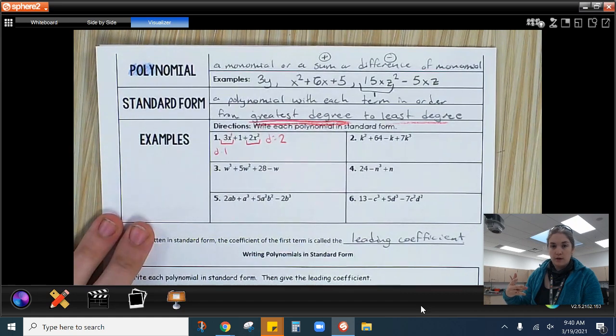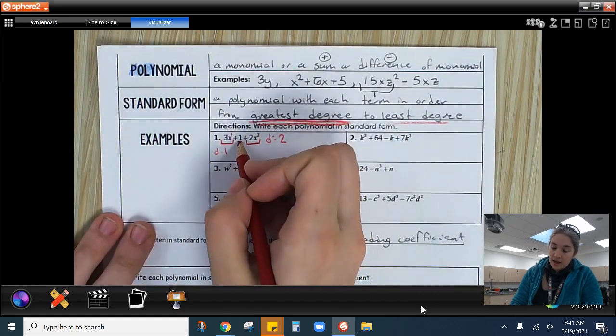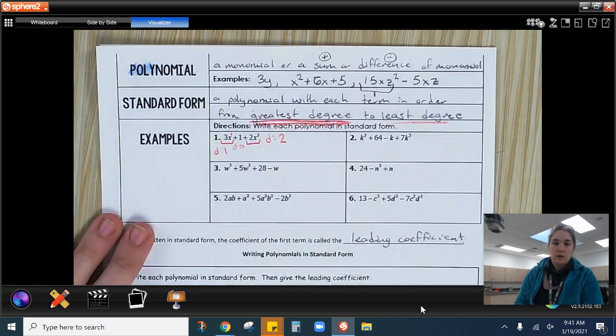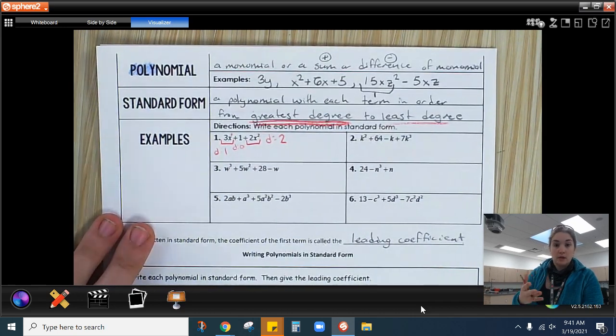X always has an exponent of 1. He's a ninja. We don't always see him. And then our 1 here, if you ever have a constant, the constant will always go at the end, all right? Because he's got a degree of 0. Constants always have degrees of 0, as we saw.